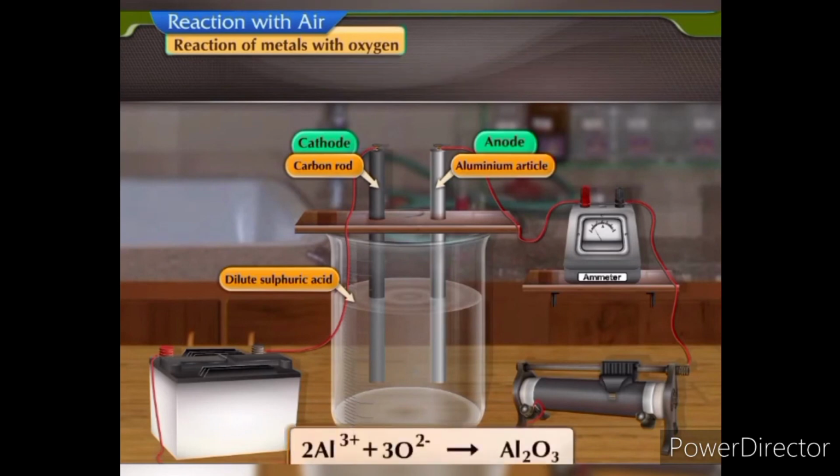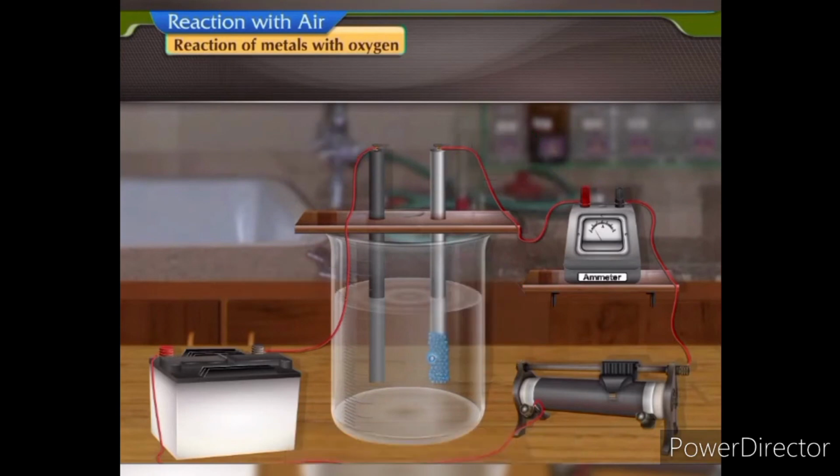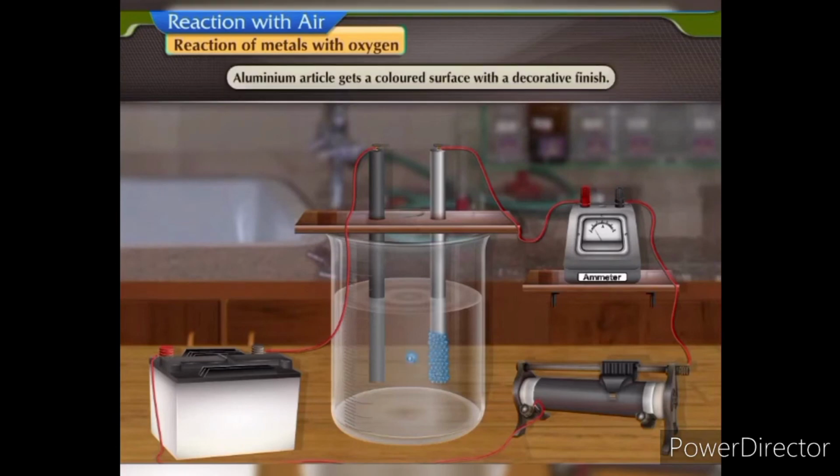During electrolysis, oxygen, which is produced at the anode, combines with aluminium, resulting in the formation of a black thin film of aluminium oxide on the surface of the anode. If a colored dye is used during electrolysis, the oxide layer that is formed traps the dye and gives a colored surface to the metal. Thus, the aluminium article gets a colored surface with a decorative finish.